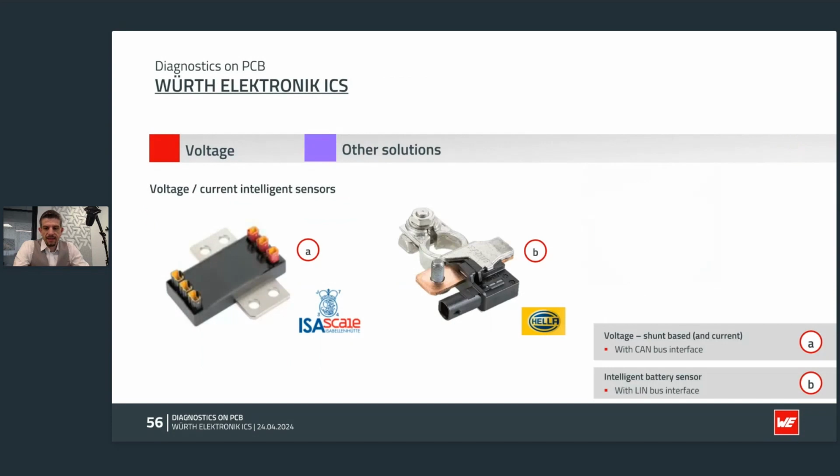In terms of diagnostics, for either high or low voltage, there are still many other solutions on the market, like the HELLA intelligent battery sensor, which are independent sensors providing both current flow and voltage of the battery, along with many other battery-dedicated indicators such as temperature, state of health, state of charge.